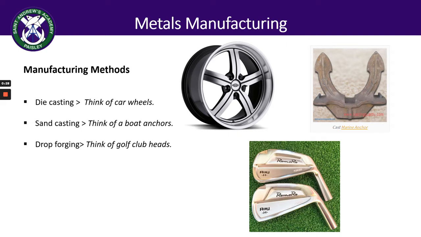So the drop forging and the die casting can be used in the mass manufacture of products, and these are products made on computer-aided production lines. However, sand casting is not suitable for mass manufacture and is used for one-off production.